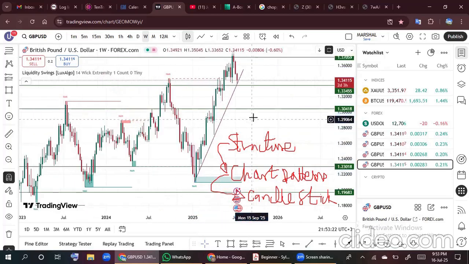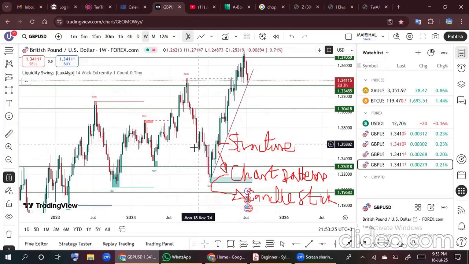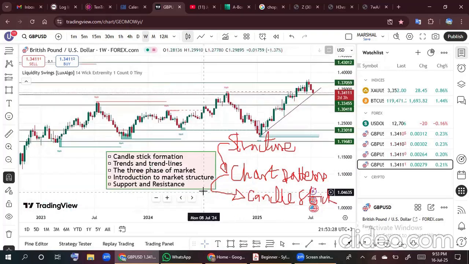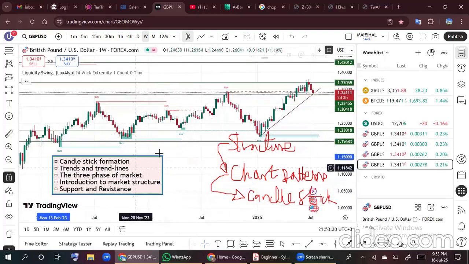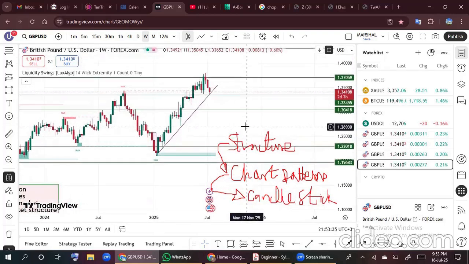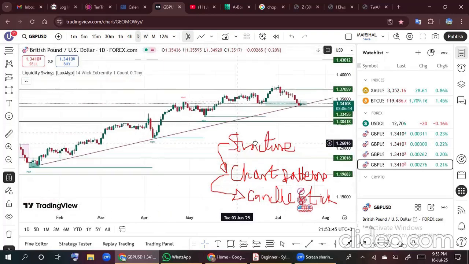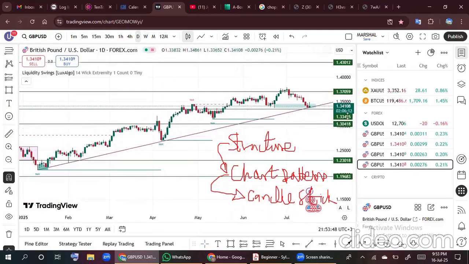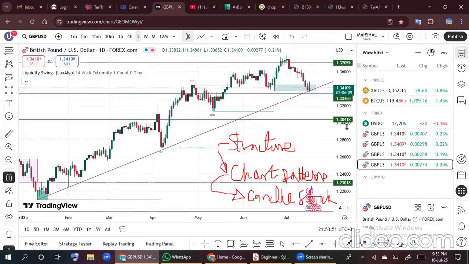So let's go to lower time frames to see the kinds of chart patterns we're going to find within that structure. We discussed that the market moves in highs and lows, or impulsive and correctional moves. So the market makes impulsive moves, it makes correctional moves. On a daily time frame, this is still what we are seeing here.